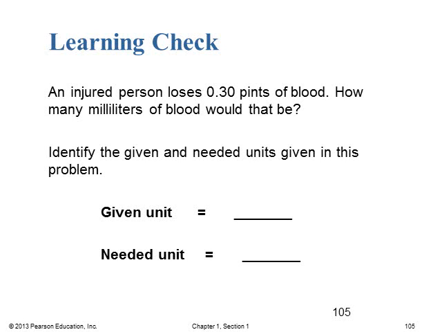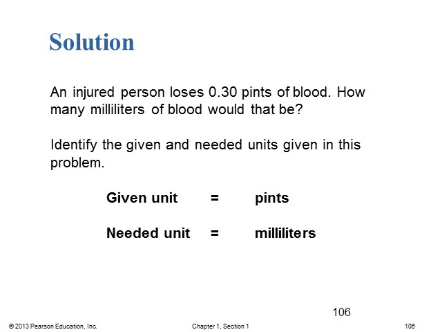So if an injured person loses 0.30 pints of blood, how many milliliters of blood would that be? Here, your given unit is pints. That's what they're giving you. And what you're trying to find, what's needed, is milliliters. So that's what the question is. The information that's usually given is in the statement, and what is needed is usually in the question. Okay, and so there you go.